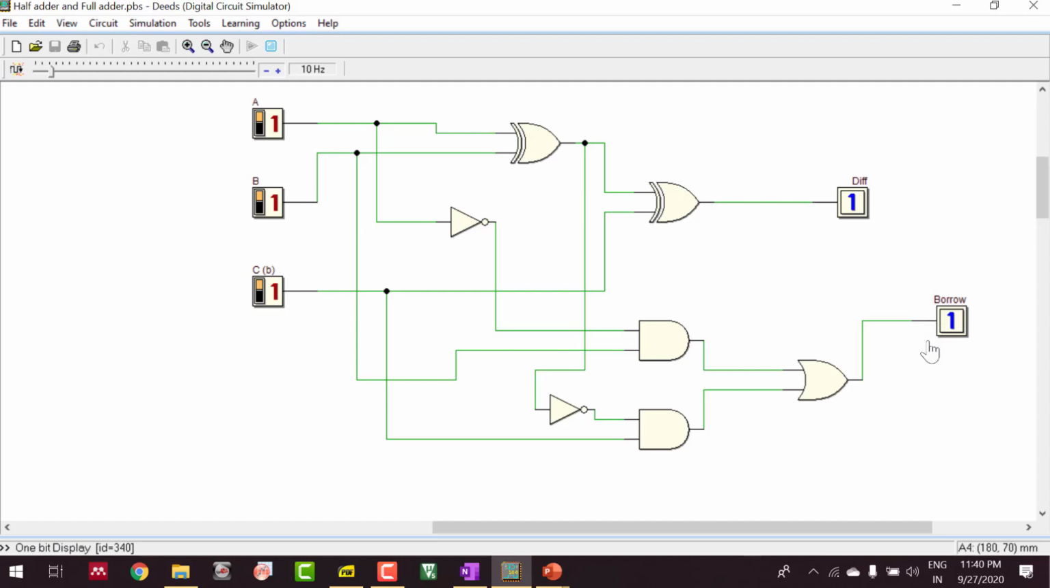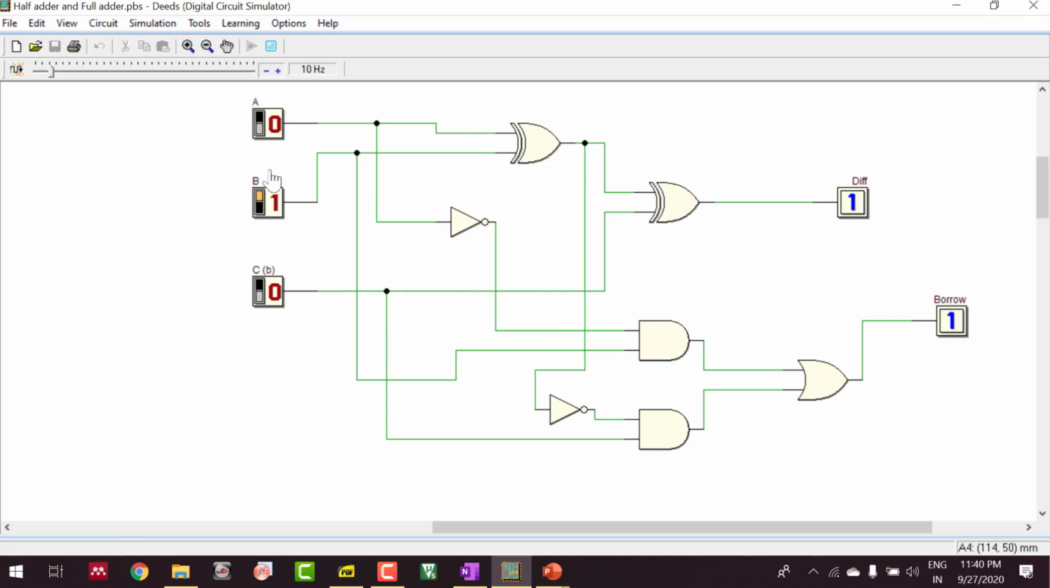Now I am going to check 1 0 1. 1 minus 0 will be 1. 1 minus 1 will be 0. That means you are supposed to get difference 0 and borrow 0. I'm going to make 1 1 0. 1 minus 1 will be 0, that means difference 0 as well as borrow 0.